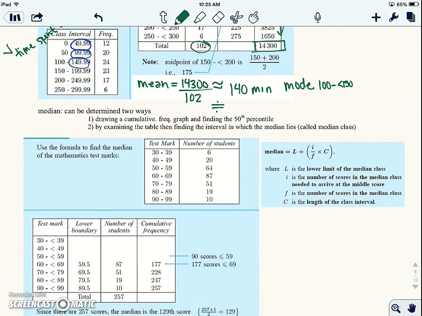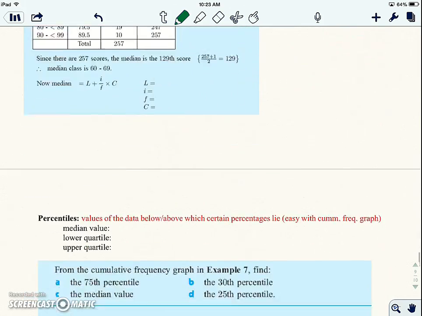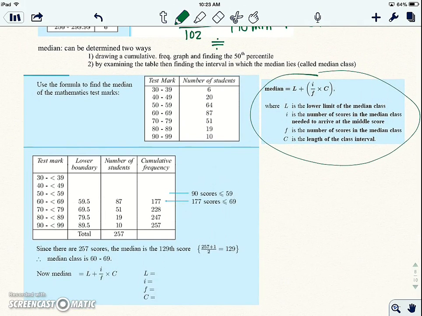Okay, guys. Last little bit. The median can be determined 2 ways. Drawing a cumulative frequency graph and finding the 50th percentile, or by examining the table and finding the class in which the median lies. And they have these crazy formulas right here. And actually, after looking at this, I think this is probably a great place to stop. We will answer questions in class and go from there.